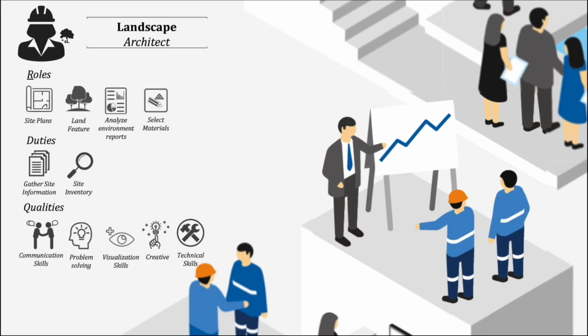A landscape architect is assigned to prepare site plans and design proposals that coordinate the arrangement of land features and structures. Before that, he has to analyze environmental reports on land conditions such as drainage and energy usage. After finalizing the drawings, he selects appropriate materials for use in landscape design, which include hardscape and softscape elements.